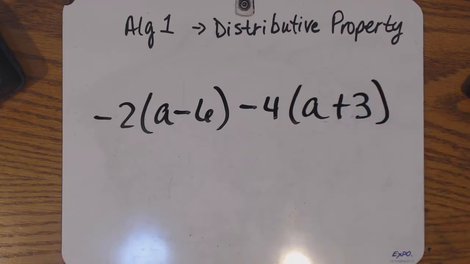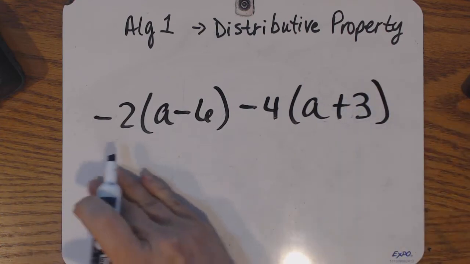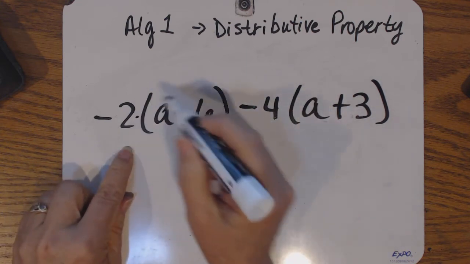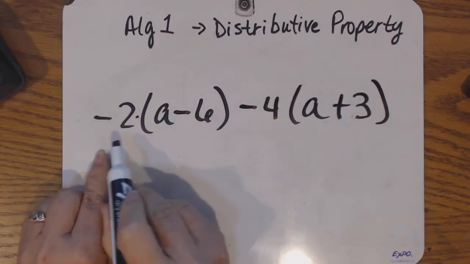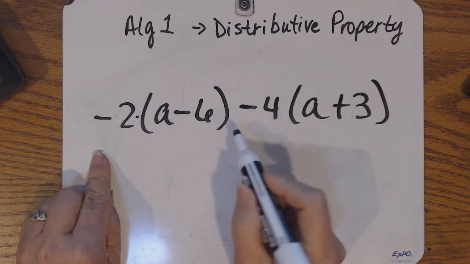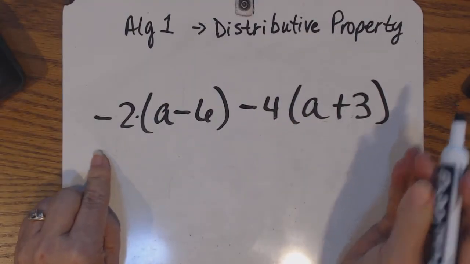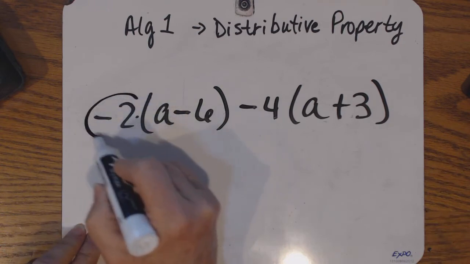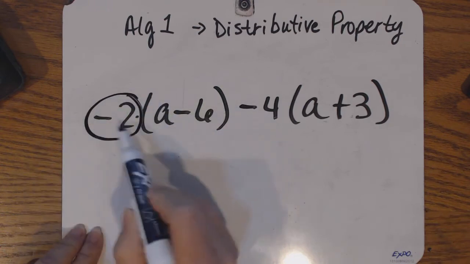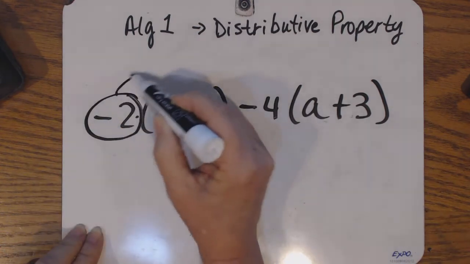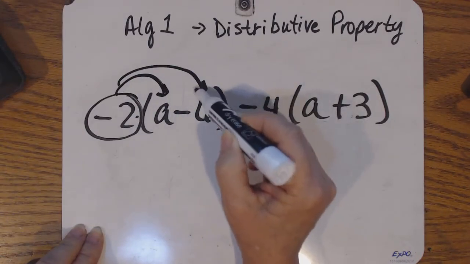Okay, so again, really what I have here is that the only multiplication happening is in the distribution, but everything else, remember, the definition of subtraction is adding the opposite, okay? So I'm going to go ahead and again circle the sign, circle the term including its sign, and I'm going to do this side.